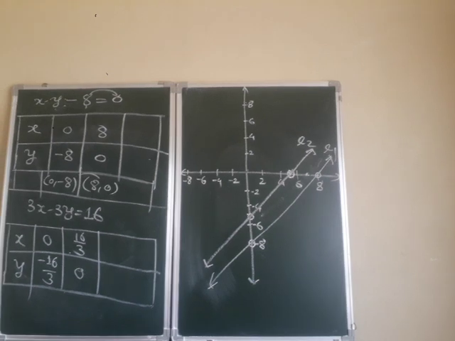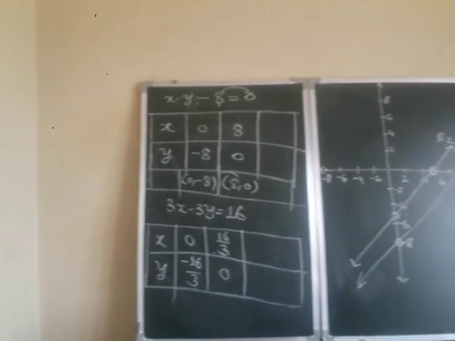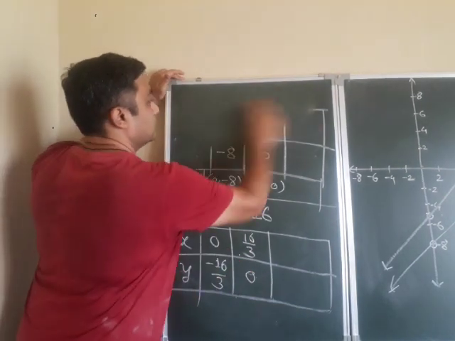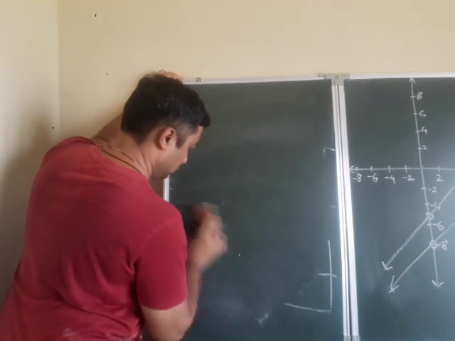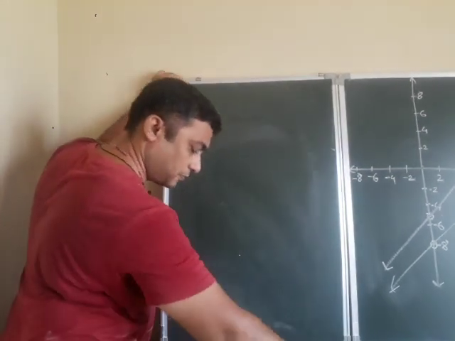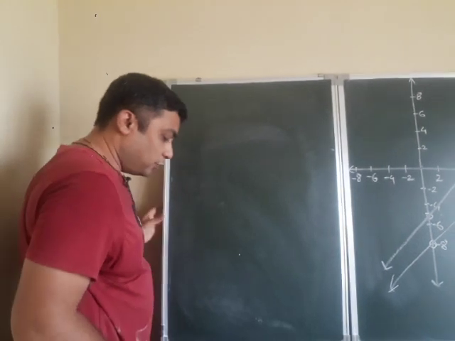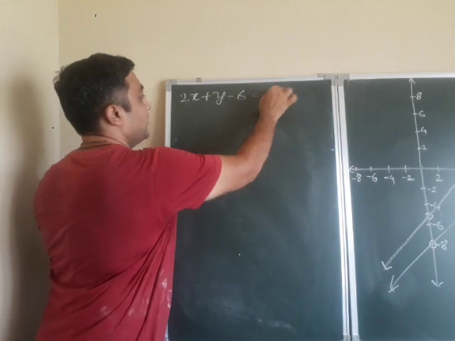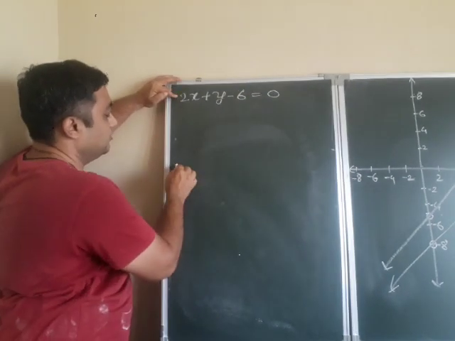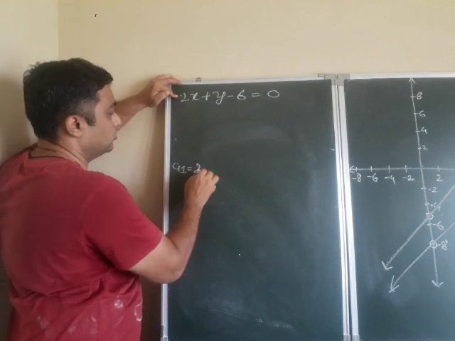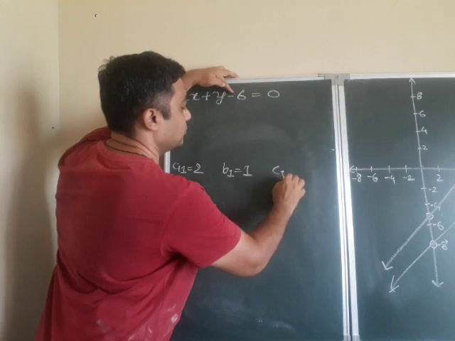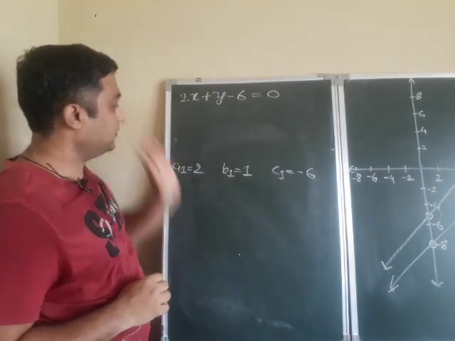See the next examples. Ready for next? See next. Number 3. 2x plus y minus 6 is equal to 0. A1 is equal to 2. B1 is equal to 1 and C1 is equal to minus 6, right?